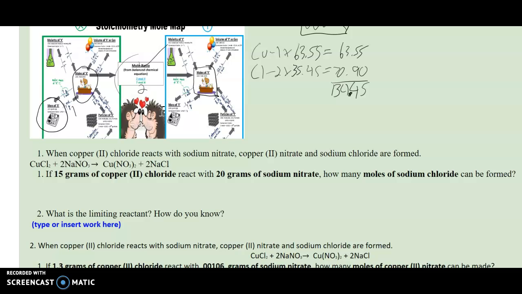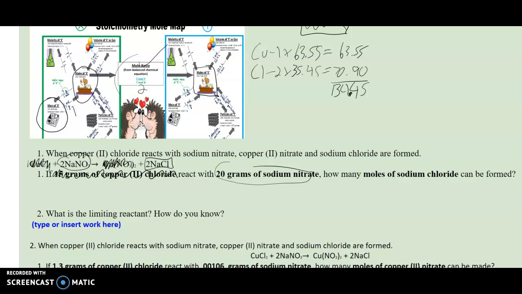To make my life easier, I'm going to cross out all the things I've already done. This is the one I did before. This is the one I'm starting with, and this is what I'm looking for. So I'm going to cross out everything that's not asking for sodium nitrate, so I'm going to cross out my other one this time. Great, so I'm starting here, and I am ending here.